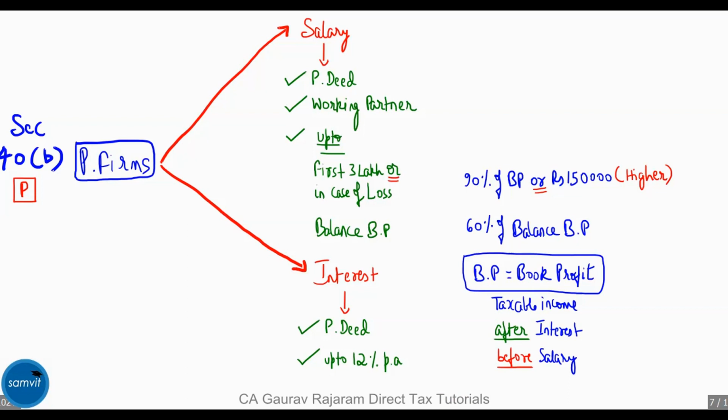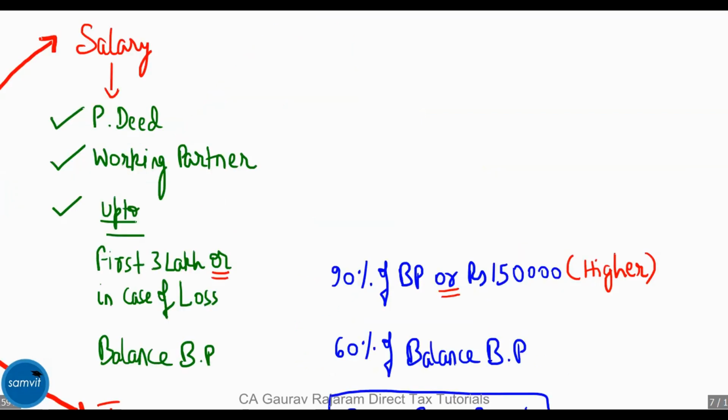The next section is Section 40 Clause B. This is in relation to partnership firms. There are two amounts which may get disallowed. The first one is salary. In case of a salary, it should be authorized by the partnership deed. It should be paid only to a working partner, and there is a monetary limit.